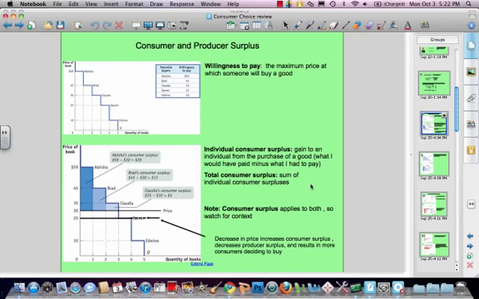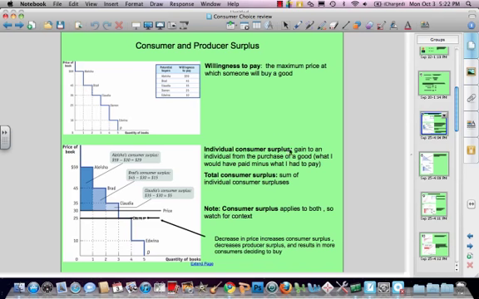All right, let's move on to consumer and producer surplus. What are we talking about here? We're talking about willingness to pay. Willingness to pay is the maximum price at which someone will buy a good. Here we had the stair-step effect because we had a very small number of consumers and we had here the prices they were willing to pay.